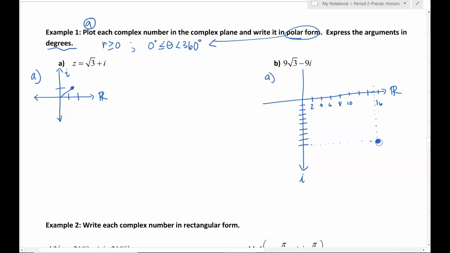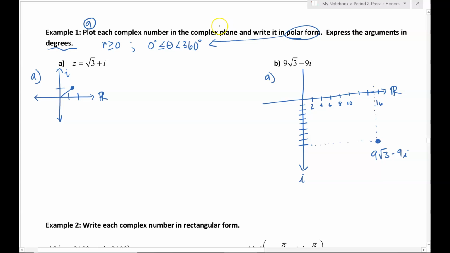So this is really technically your dot of 9 radical 3 take away 9i. Now in your book, it may connect this to the origin. That's okay too. So you can connect it or you don't have to. It's not a big deal. As long as you have a dot, then I'm good. If you have a dot and a segment, cool. If you just have a dot, also okay.